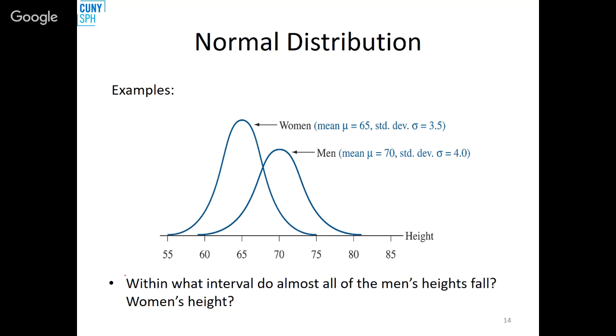So within what interval do almost all of the men's heights fall? Probably between about 60 and 80. And women's heights between about 55 and 75. But there's a fairly substantial overlap in this range from like 60 to 75.